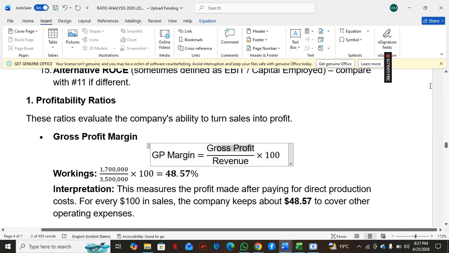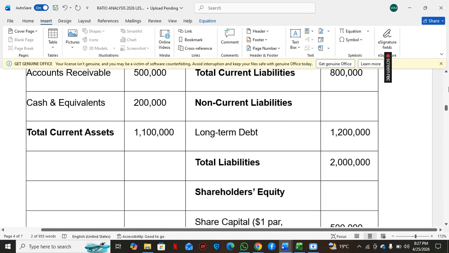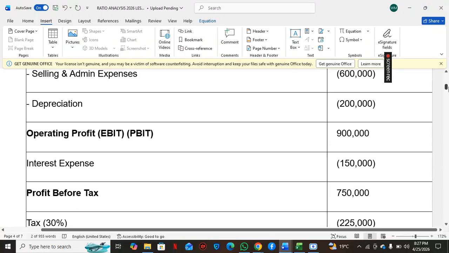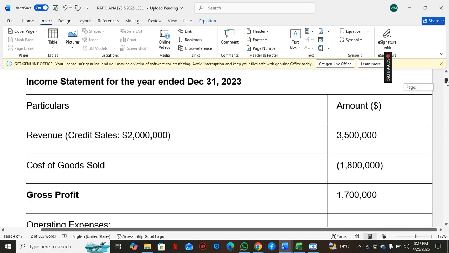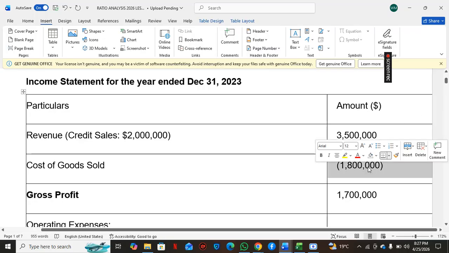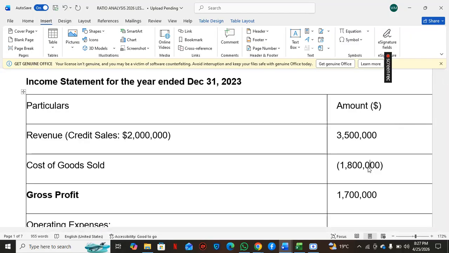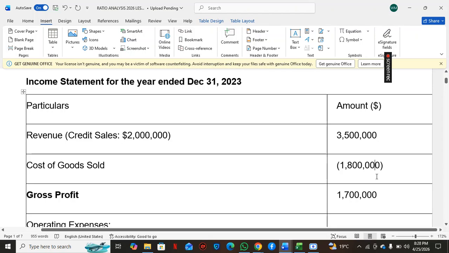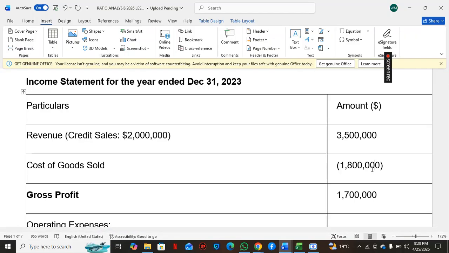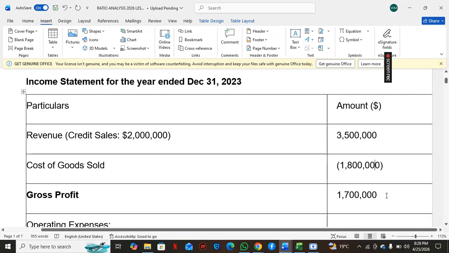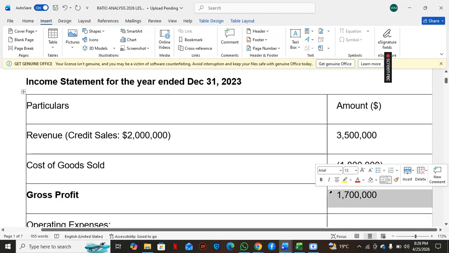And one way a company can increase its gross profit, it can look at two factors here. Cost, you can look at the cost of goods sold, right? If you can drop your cost of goods sold, your gross profit will increase. Or if you can increase your sales revenue whilst your cost of goods sold is dropped, your gross profit is going to increase.